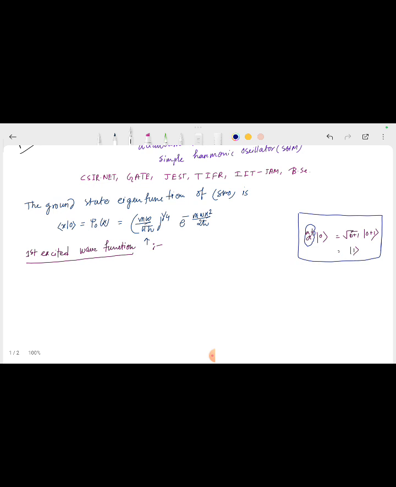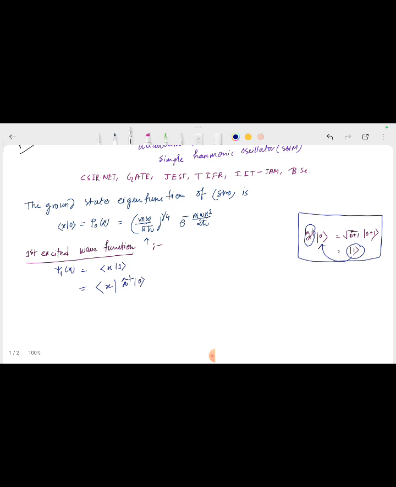Next, the first excited state wave function. The first excited state wave function psi 1 of x is nothing but the ket 1, the actual representation of the first excited state. You already know that ket 1 is nothing but a dagger acting on ket 0. This is ket 1, and we use this expression.